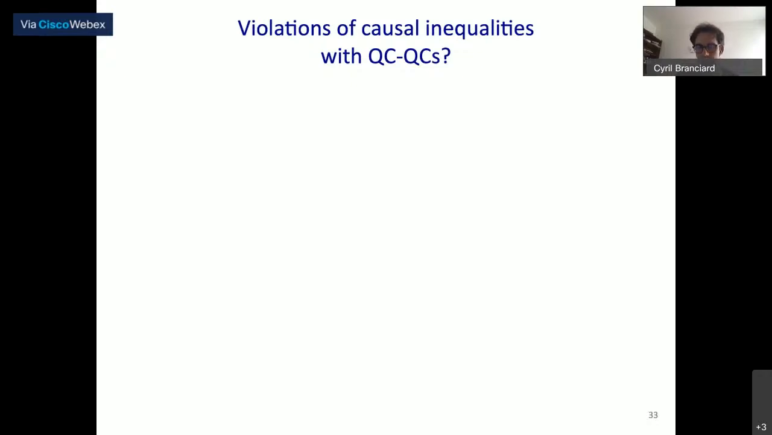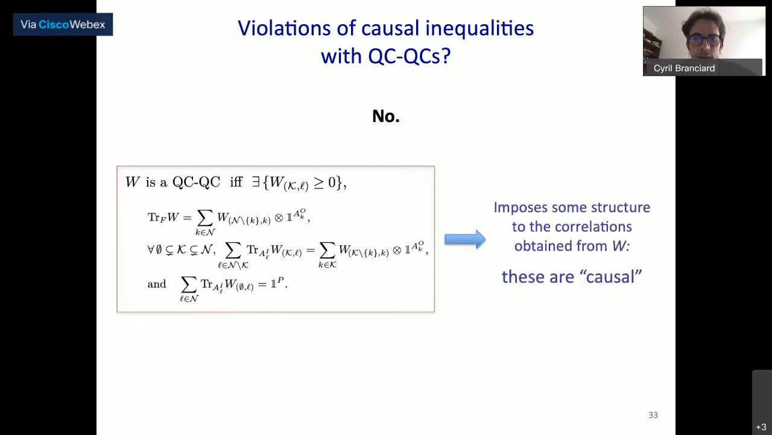One natural question is whether we can violate causal inequalities with our new quantum circuits with quantum control, and this was actually one of the main motivations for this work. We know that the quantum switch doesn't allow for violation of causal inequalities. We were trying to get circuits which would violate causal inequalities, but unfortunately that's not the case.